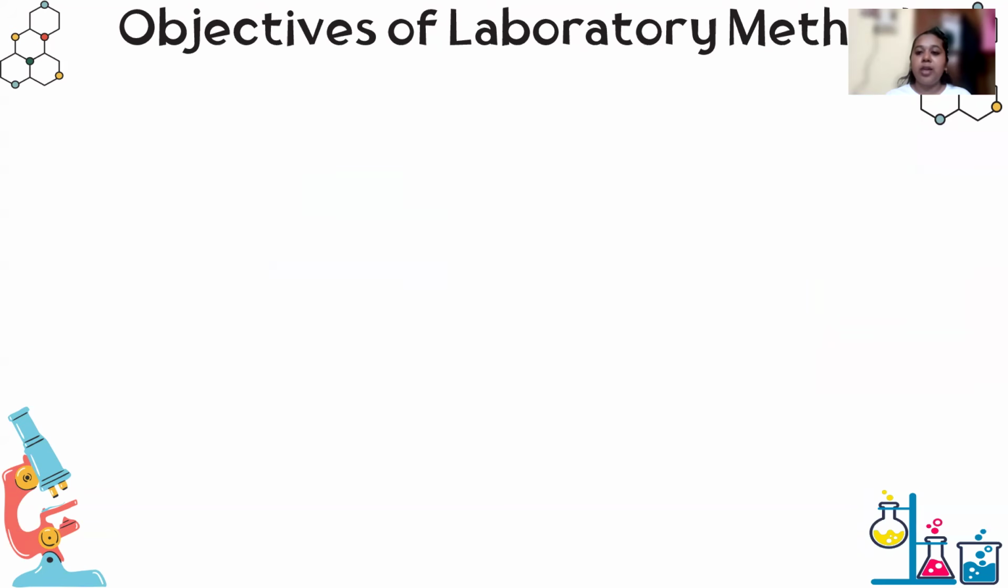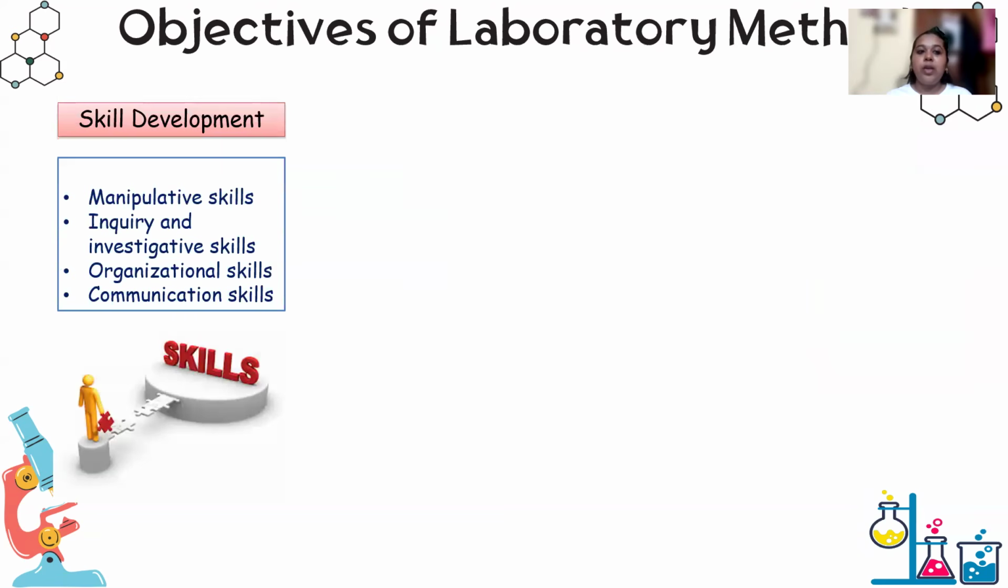Next, we will move on to the objectives of the laboratory method. The first one is skill development, where manipulative skills, inquiry and investigation skills are developed. This happens because when students are performing an experiment, they understand why they are not getting the result. That is when they try to fix the problem and they understand what manipulative skills are. Whereas when they are performing an experiment, they develop some doubts related to it, which they try to clear with the teacher.